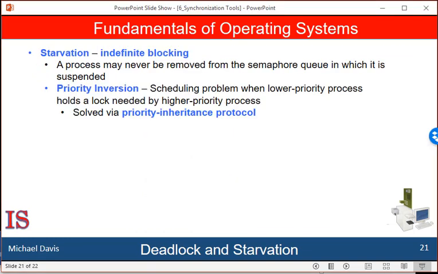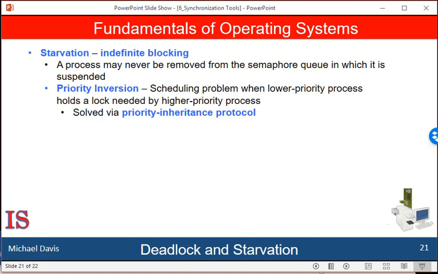A scheduling challenge arises when a higher priority process needs to read or modify kernel data that are currently being accessed by a lower priority process or a chain of lower priority processes. Since kernel data are typically protected with a lock, the higher priority process will have to wait for a lower priority one to finish with the resource. The situation becomes more complicated if the lower priority process is preempted in favor of another process with a higher priority.